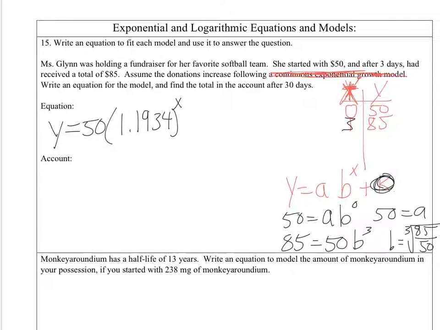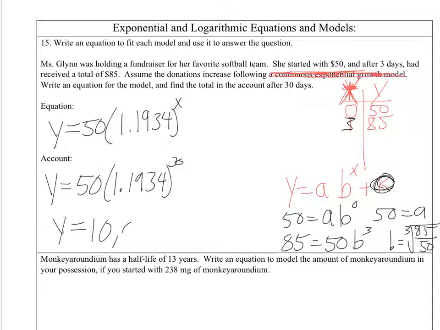to the x. After 30 days, this would be y is equal to 50 times 1.1934 to the 30th power. So if I do that to the 30th times 50, in her account at that point, she's going to have $10,079.9695, which is pretty cool. We'll talk a little bit more about the continuous growth idea.